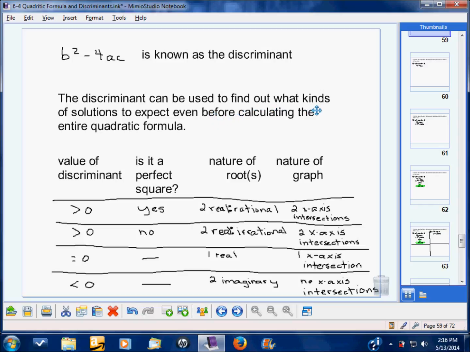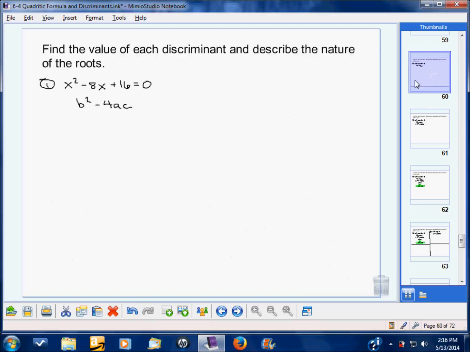So no x intersections. All right, here we go with our next question. Your directions would say, find the value of each discriminant and describe the nature of the roots. We're going to do 4 of them, and they are all going to end up on the same screen here, so they'll be easy to see and compare.